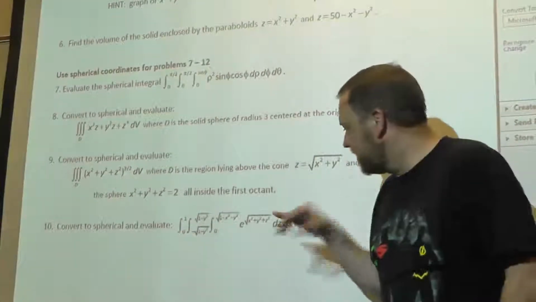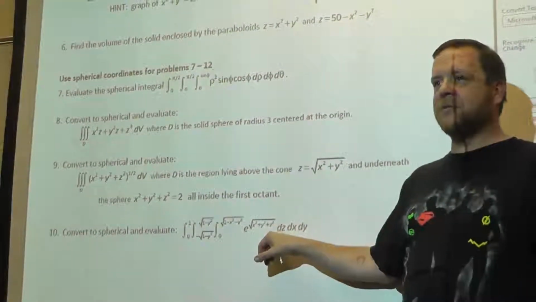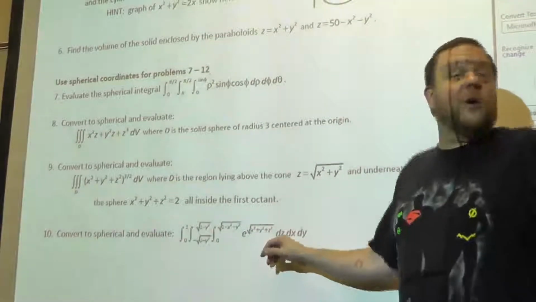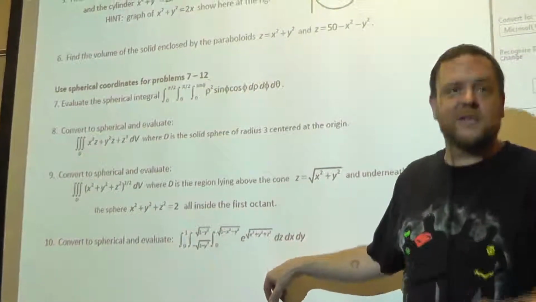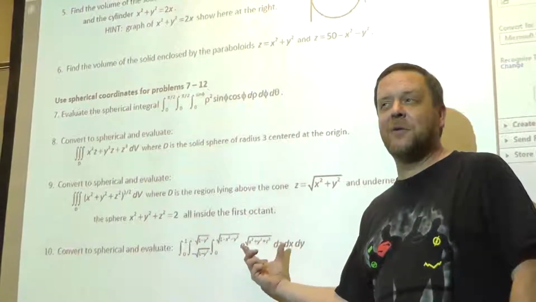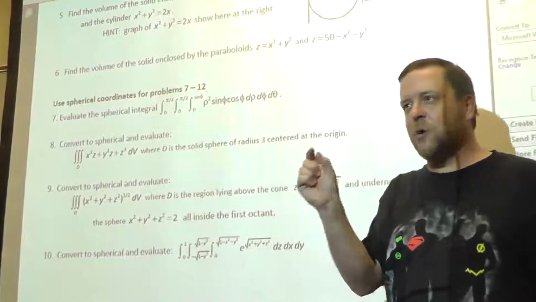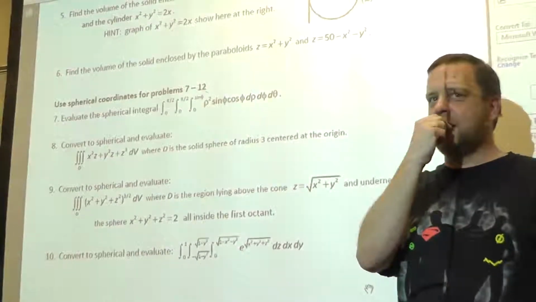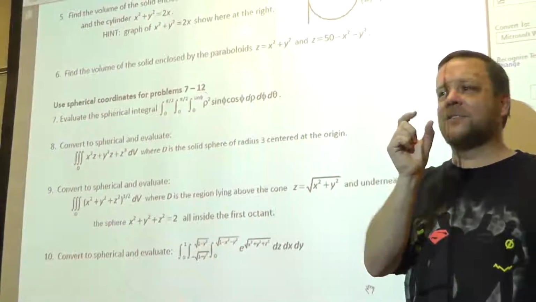...into spherical. So the integrand may be pretty straightforward: e to the rho times rho squared sine phi. Okay? So given that, when you convert that to spherical, think about what the rho expression is. It's rho squared e to the rho, like x squared e to the x.